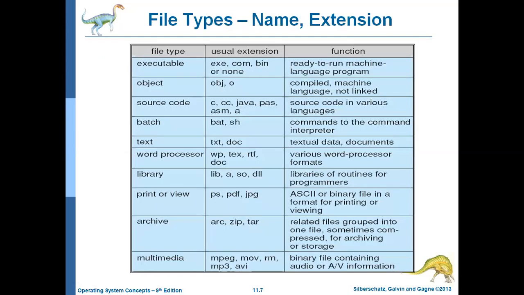Let us come to some file types, their usual extensions, and functions. As you are all aware, executable has .exe, .com, .bin, or it can be none, which can be hidden. Then object file, source code, batch, text, word processor, you can all see it. This is the file type, this is the usual extension expected for this type of file, and this is the function it has. So these are your file types.